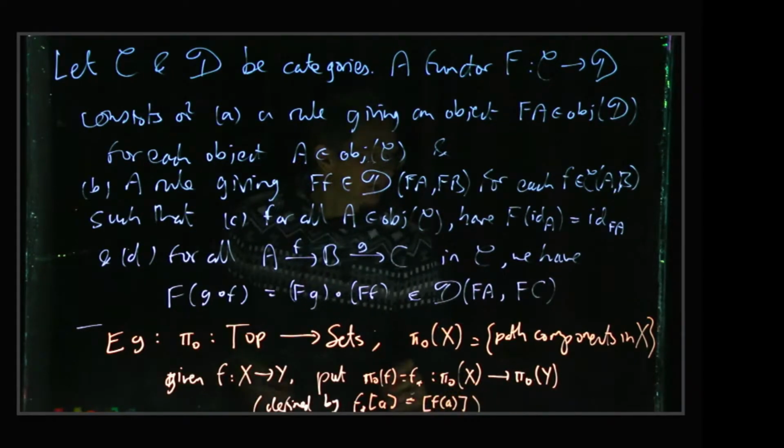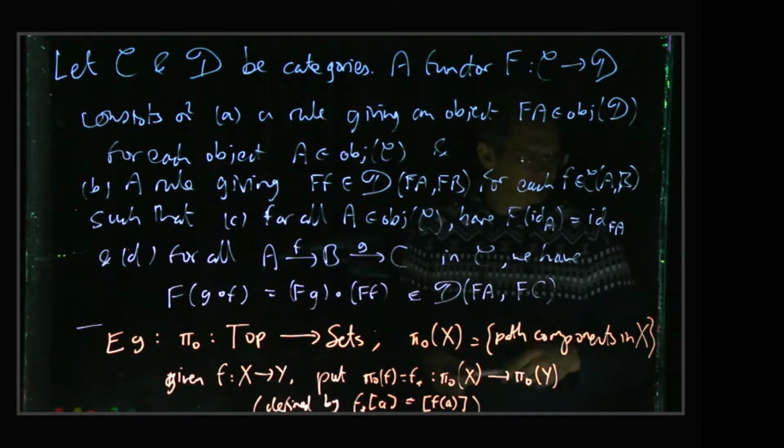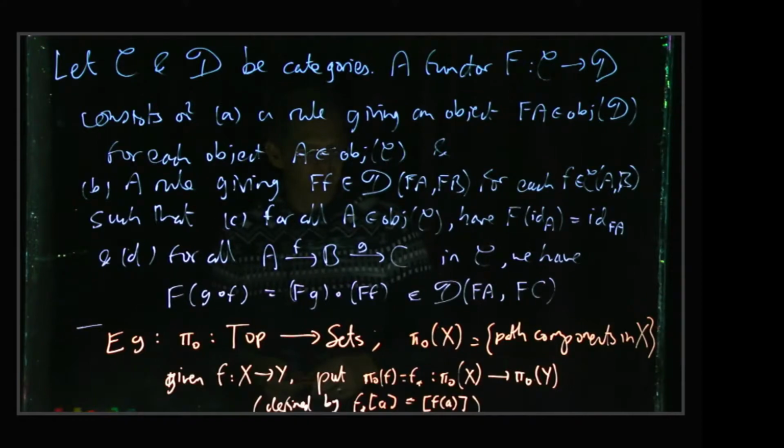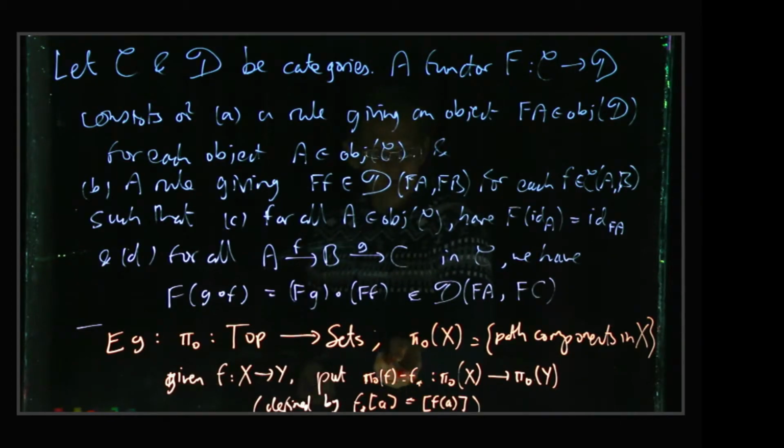And the real point about this definition was just to check that it's well defined, that if square bracket a is the same as square bracket a prime, then square bracket f of a is the same as square bracket f of a prime. So this rule is actually giving us a well-defined function. But once you believe that, then we can define pi0 f to be equal to this f lower star.